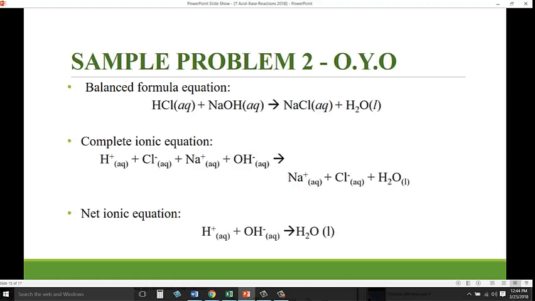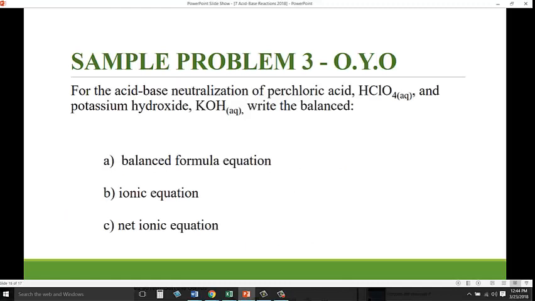All right, let me have you try one last problem on your own. For the acid-base neutralization of perchloric acid and potassium hydroxide, go ahead and write the 3 different equations. This is the last one we'll do today. So pause it, write them, and then come check yourself.